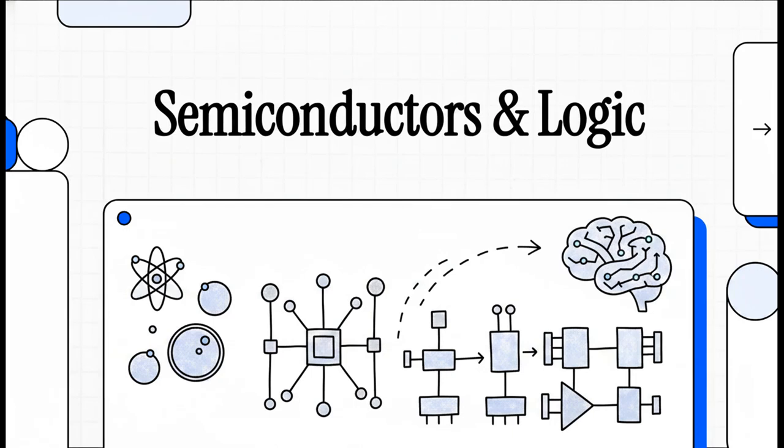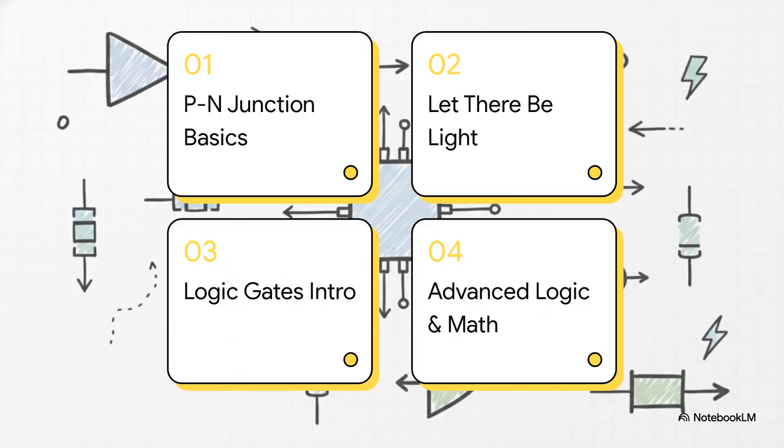Welcome to this explainer. Today, we're bridging the gap between microscopic physics and computational logic. We're going to trace the fascinating journey from the behavior of individual atoms all the way up to the complex computer brains that power our modern world. Here is our roadmap for today.